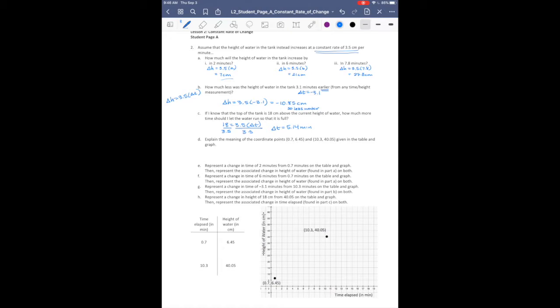In 7.8 minutes, 27.3. And the same idea on part C, it's similar, but now I'm telling you how much we need the height to change, and so you have to find out how much time needs to go by. So those really are parts A through C.